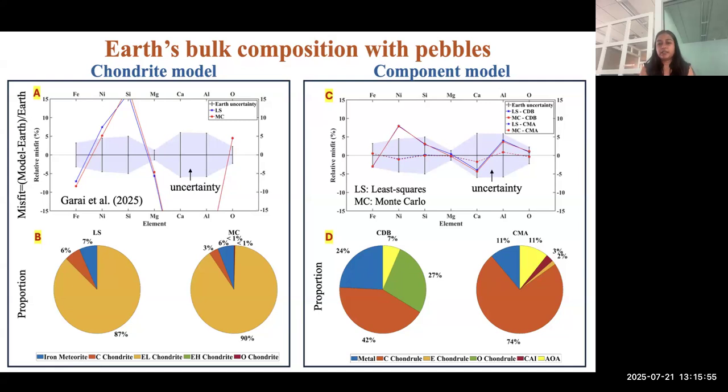If pebbles drift radially inward, then pebble accretion can bring a lot of outer solar system material to the inner solar system. Therefore, Earth can accrete some of them. So the key takeaway from this one is that a mixture of chondritic components works way better than a mixture of chondrites to match Earth's bulk chemistry.